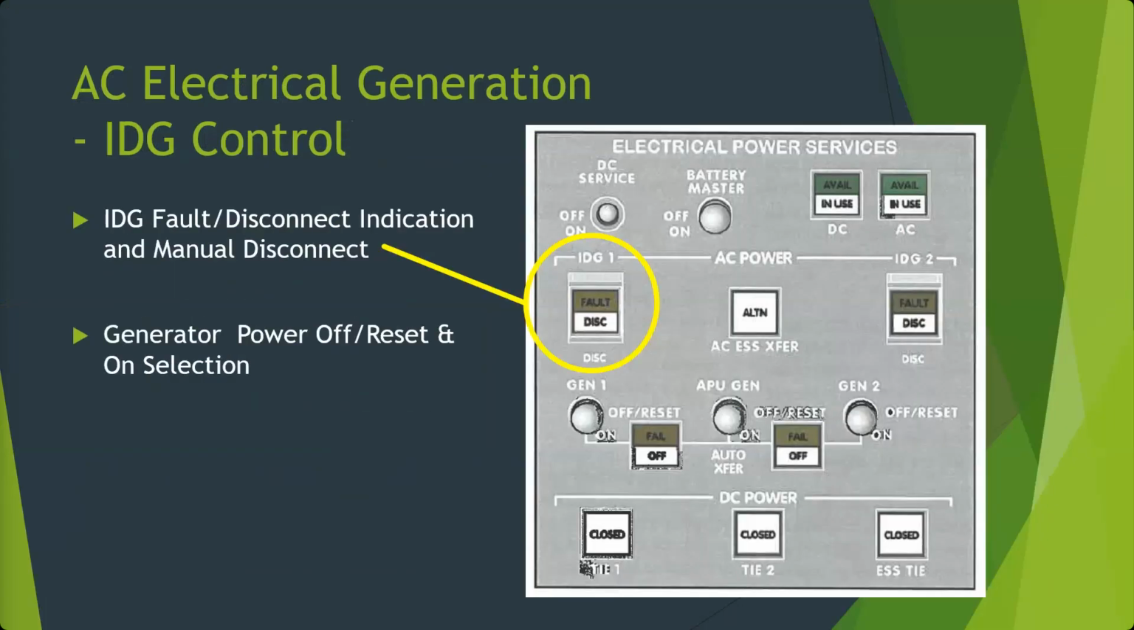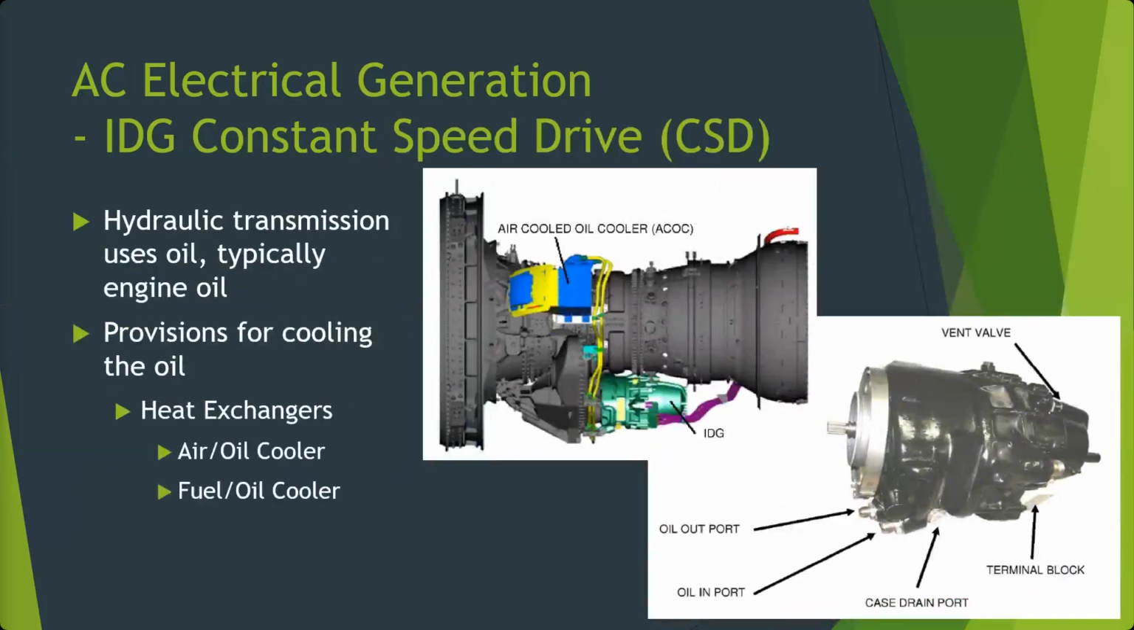So here's looking at the control panel side of it. If we have a fault with our IDG, oftentimes we have a fault light, but there's that disconnect. That's what triggers that little thing to shoot in and separate. That's that physical disconnect. Okay, we have a switch to turn power on and off.